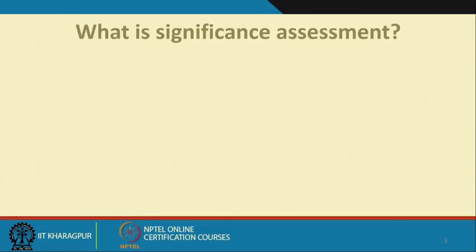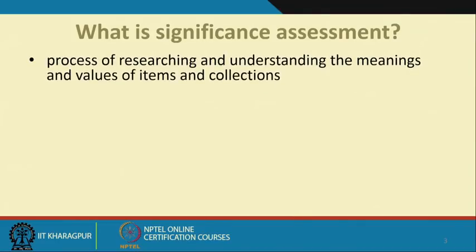So, now, if we have a good idea of what the significance and values are, we also have to understand how we assess the significance, because again I told you many times that saying subjectively "I like it" or "it has a value" has no meaning; it has to be very objectively assessed. So, what is the significance assessment? It is the process of researching and understanding the meanings and values of the items and collections, and these items and collections can be of varied types.